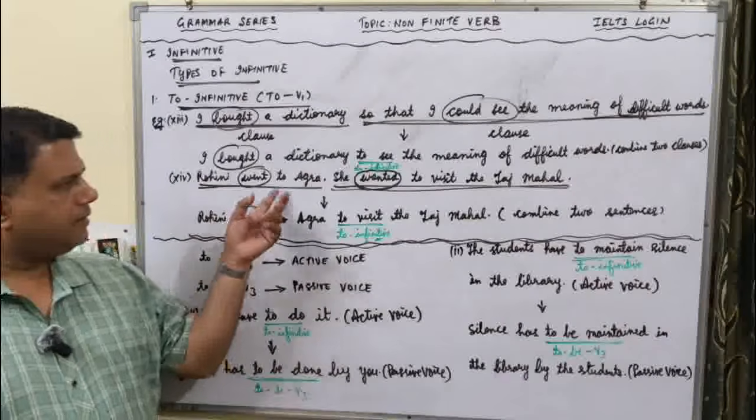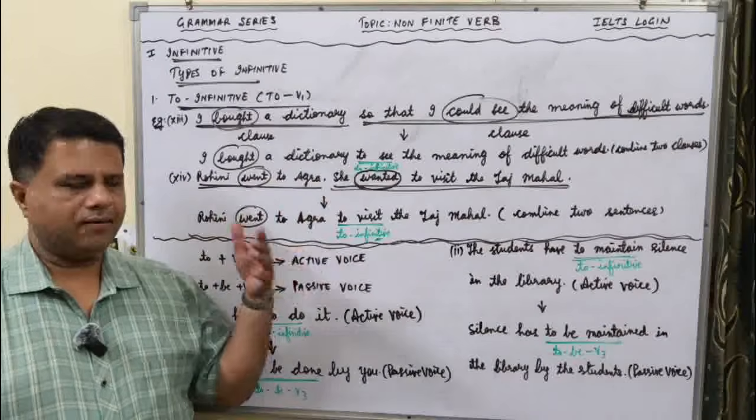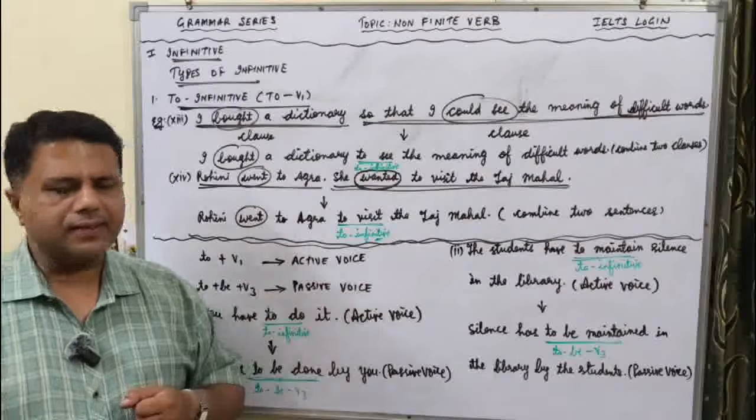Now next example, we are going to join two sentences. Rohini went to Agra. Why? She wanted to visit the Taj Mahal.